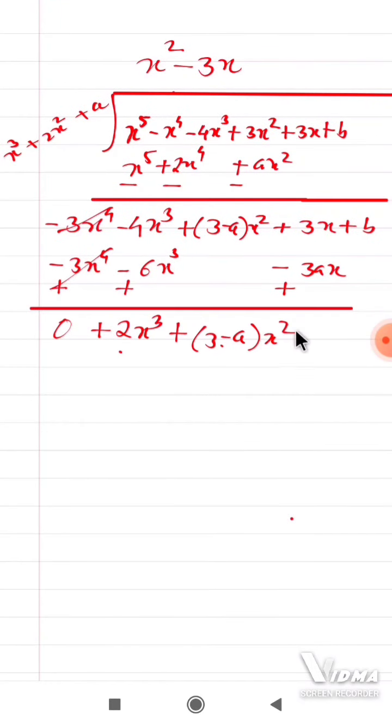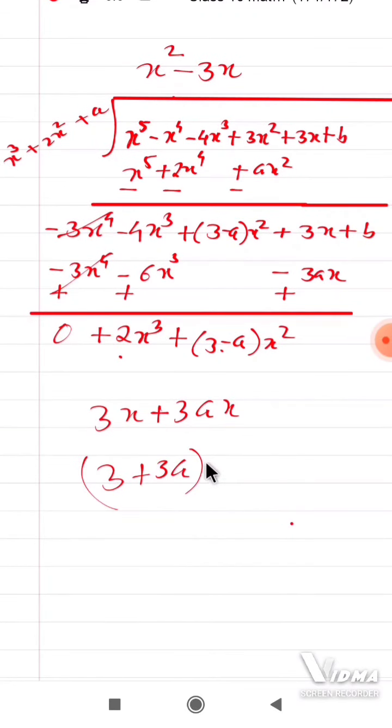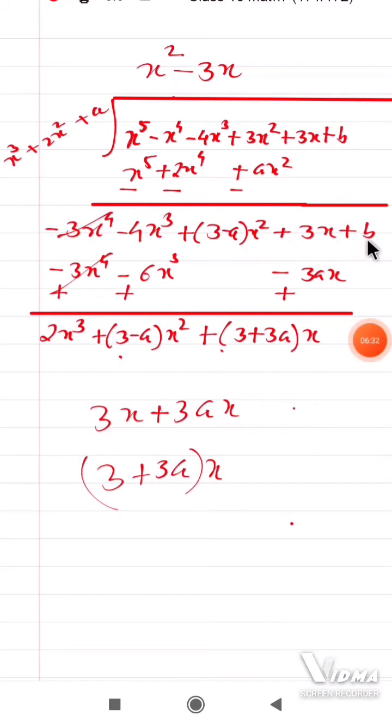Next, look at this 3x plus 3ax. Here only x is common, so we take it out and get (3 plus 3a) into x. So we get (3 plus 3a) into x, and this last term b stays as it is, plus b.